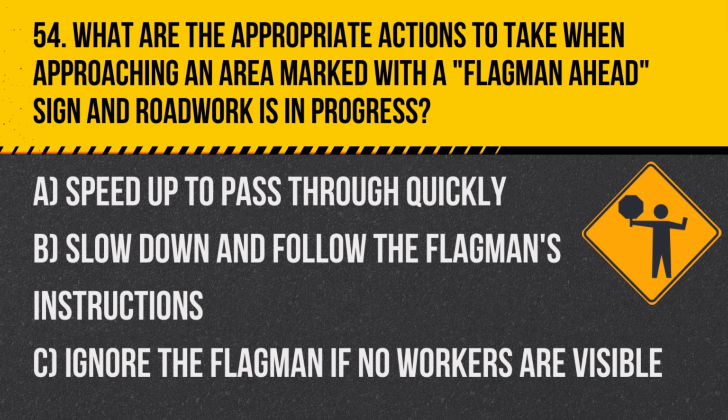Question 54. What are the appropriate actions to take when approaching an area marked with a flagman ahead sign and roadwork is in progress? A. Speed up to pass through quickly. B. Slow down and follow the flagman's instructions. C. Ignore the flagman if no workers are visible. Answer: B. Slow down and follow the flagman's instructions. Flagmen manage traffic flow in work zones.